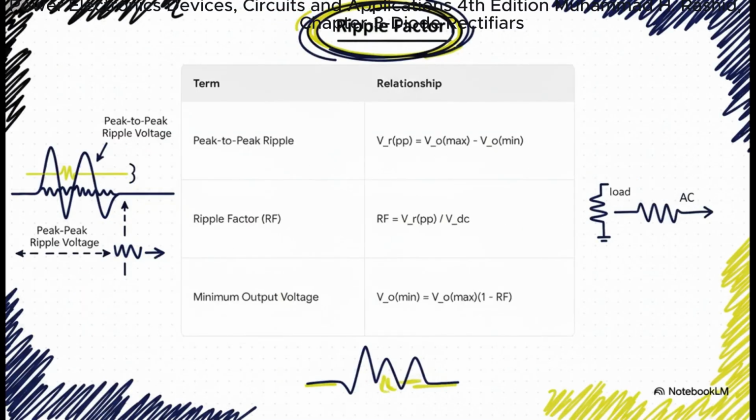Now, before we start designing, we gotta speak the language. This table lays out the key terms we use to measure ripple. And the most important one for us, the number we're really chasing, is the ripple factor, or RF. It's basically the size of the ripple compared to the average DC voltage. This is our main design target.